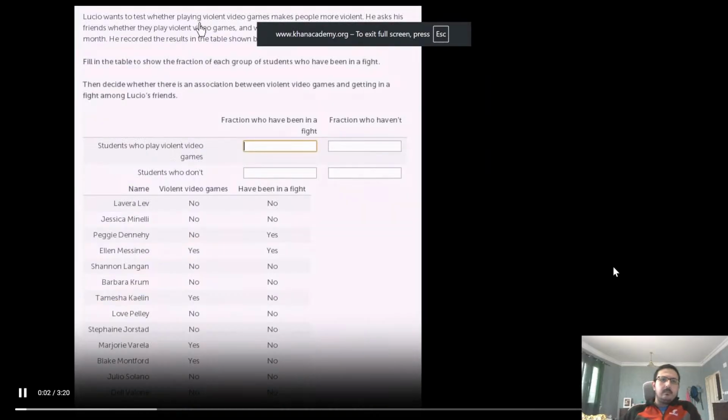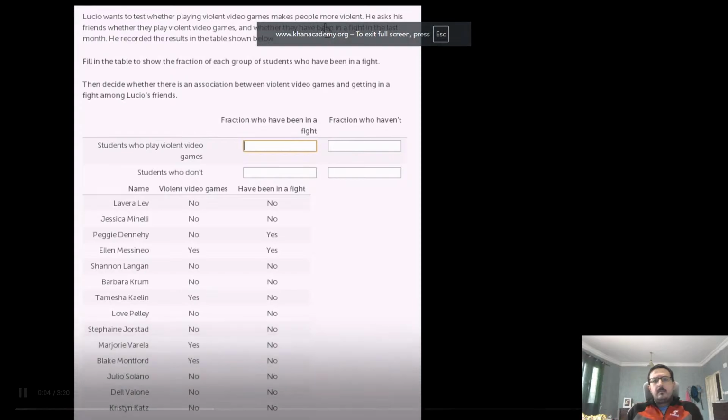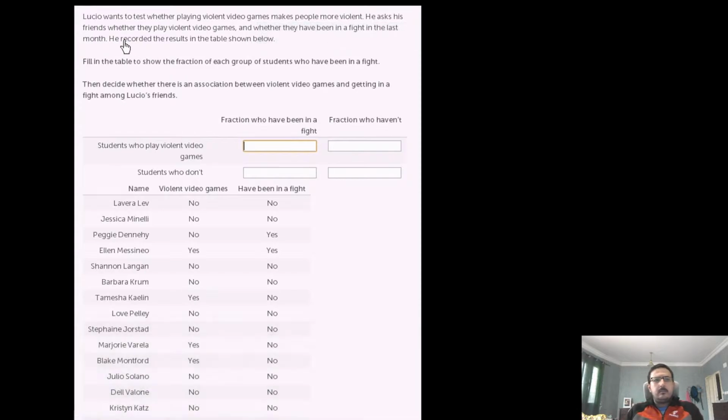Lucio wants to test whether playing violent video games makes people more violent. He asks his friends whether they play violent video games and whether they have been in a fight in the last month. He recorded the results in the table shown below. Fill in the table to show the fraction of each group of students who have been in a fight. Then decide whether there is an association between violent video games and getting in a fight amongst Lucio's friends.